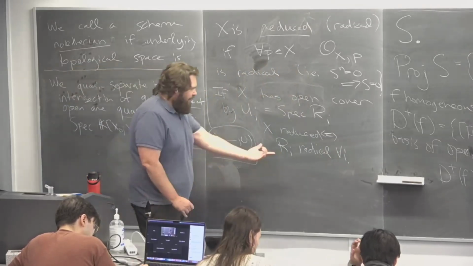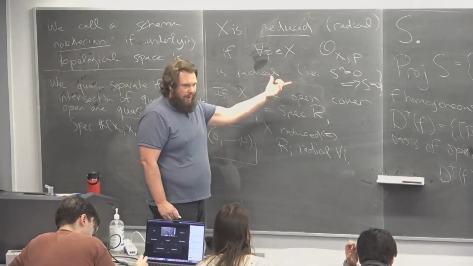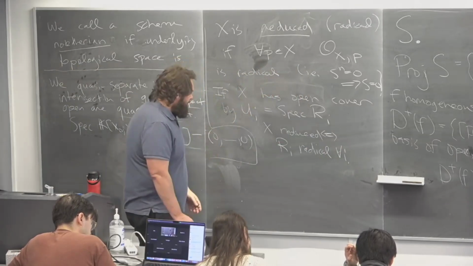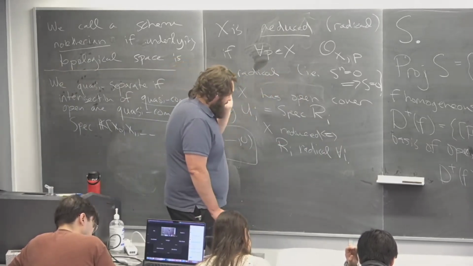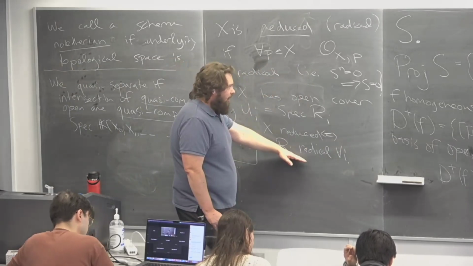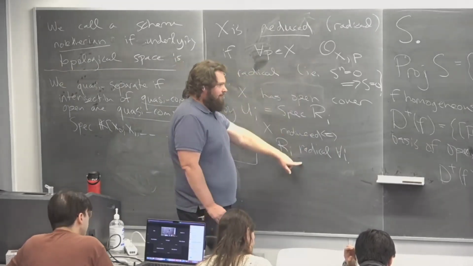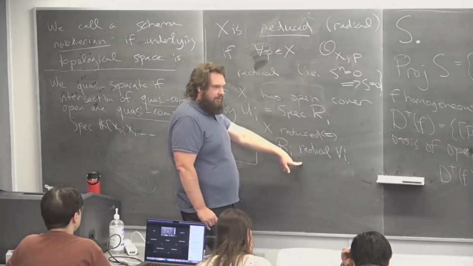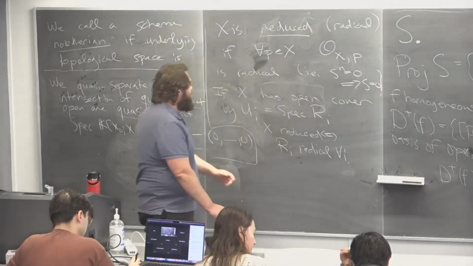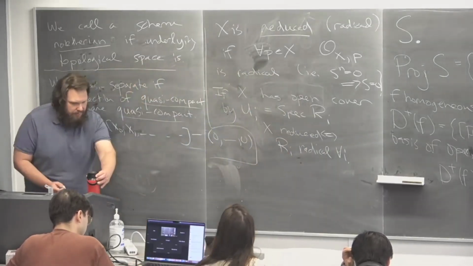So this is just, if I have a ring that isn't radical, then one of its local rings isn't radical. And on the other hand, if these guys are radical, well, every local ring is a localization of one of these rings. So it's radical.